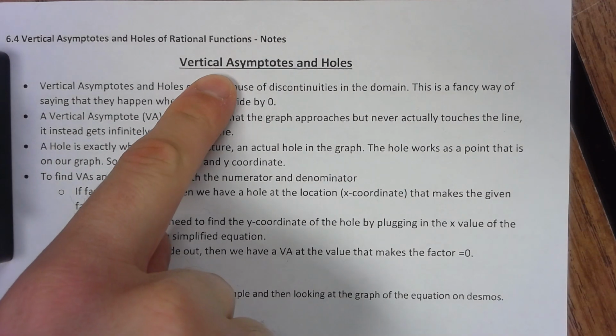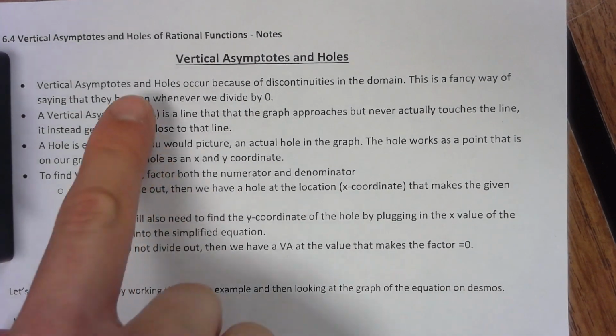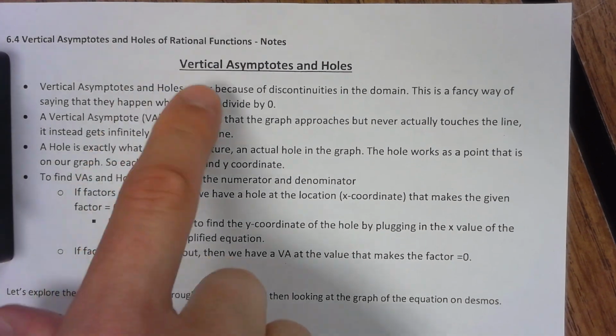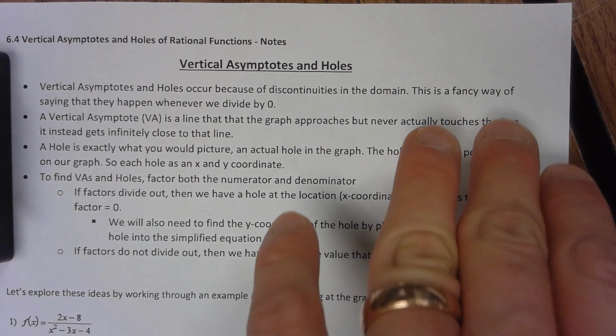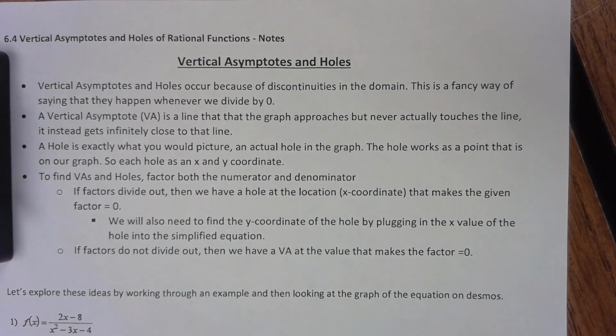So first off, vertical asymptotes and holes occur because of discontinuities in the domain. If you think back to the quiz, I had you all identify the domain restrictions. Wherever we divide by 0, that's a problem, and that creates these features on the graph. This is a fancy way of saying that they happen whenever we divide by 0. So we still want to focus on what makes us divide by 0, where those domain restrictions are at. That's why I kept pushing that on every assignment and when you all were taking the quiz.